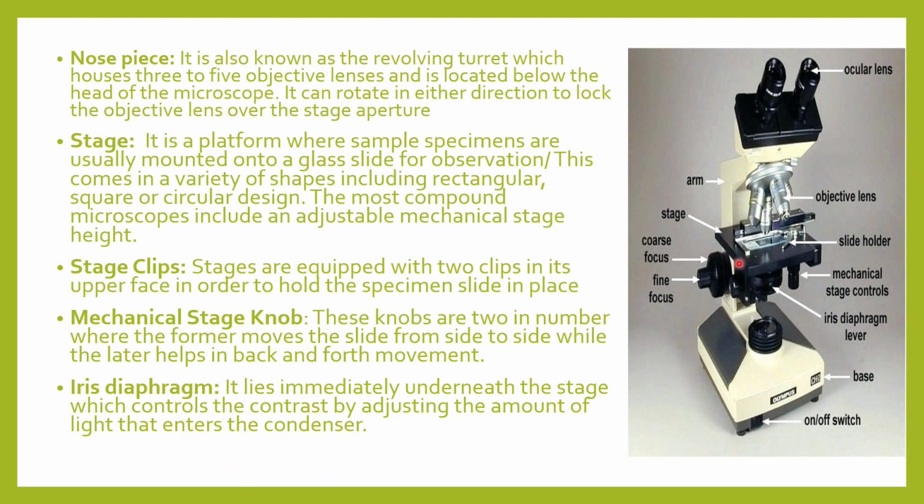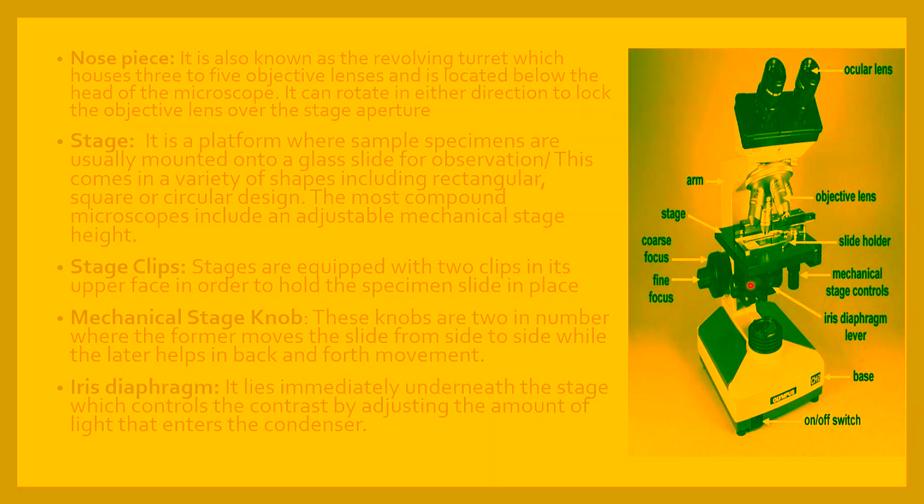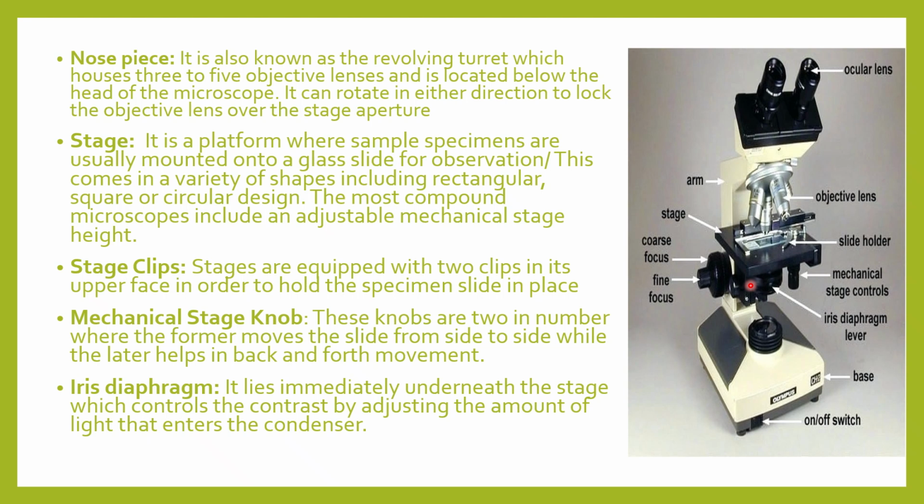So yes, again this is the stage. This is the place where the specimen or the slide which you need to visualize is placed. Usually the specimen which you want to visualize, you will mount it onto the slide, and the slide is placed here on the stage. Okay, and this stage can be of different shapes. It can be square shaped, rectangular shaped, or circular shaped also. And on most microscopes you can also adjust the mechanical stage height. You can bring it up and down.